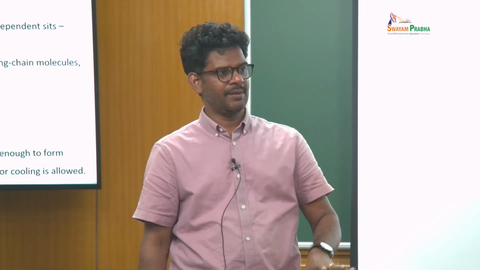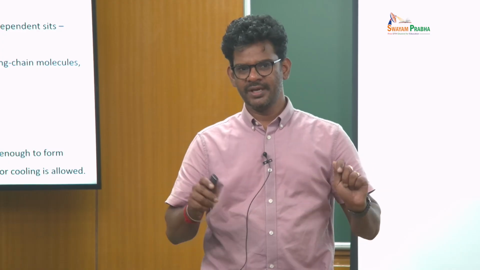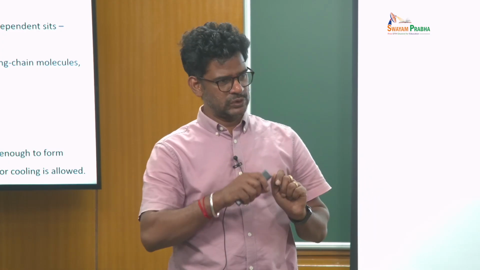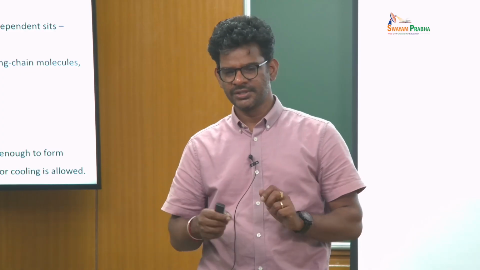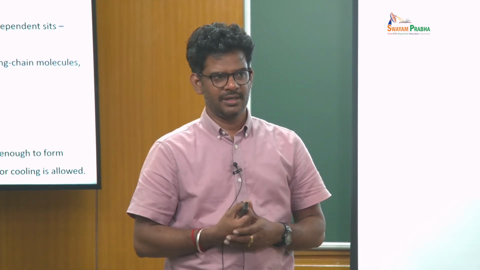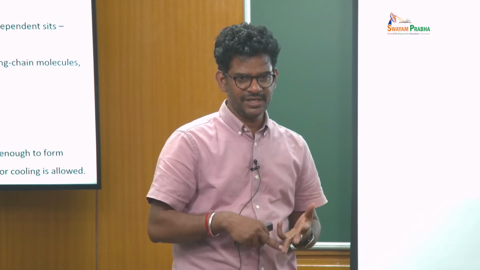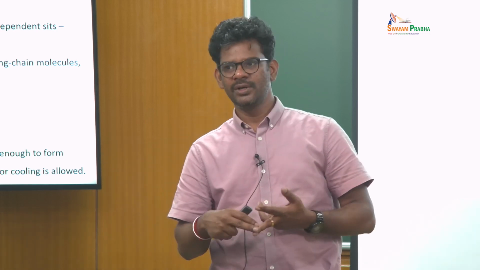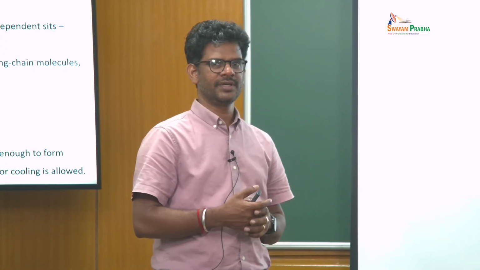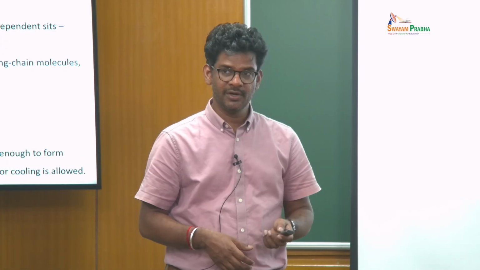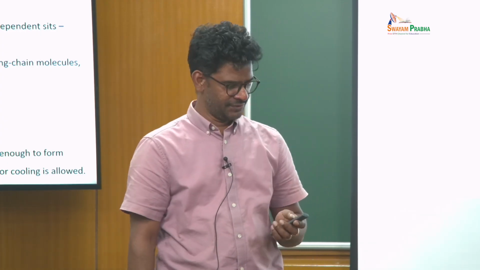If you cool very rapidly, you don't have enough time for the chains to rearrange, so you will not be able to make good crystals. But if you do it very slowly, you give enough time for the chains to rearrange, and you can probably make a high fraction of crystalline polymer, okay. So chemistry is important, processing condition is important, and how you cool the solution or the melt is also important, okay. So these are some important points about how we control crystalline polymers.